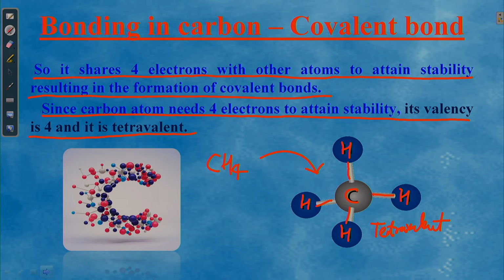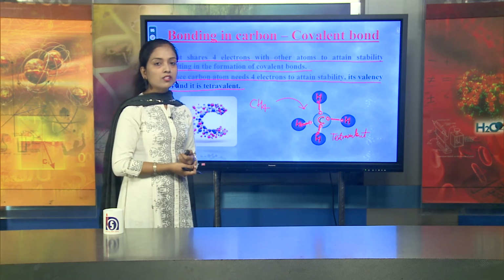So how is this bond formed? Carbon has 4 electrons in its last shell, so it will share 1 electron with each of the 4 hydrogen atoms, and hydrogen also has 1 electron, so it will share 1 electron from its side. And now you can see there are a total of 8 electrons in the valence shell of carbon. How? This is 2, 4, 6 and 8. Now it has 8 electrons in its valence shell.